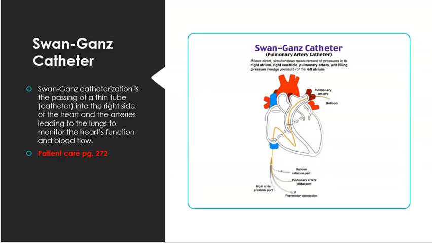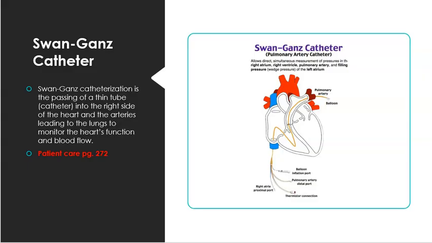Swan-Ganz catheter, so make sure you look at that on page 272 in the patient care textbook. It's a long plastic IV tube inserted into the internal jugular or femoral vein, and it's guided into the basilic and subclavian vein and then passed into the pulmonary artery. The catheter is used to provide accurate and continuous measurements of PAP and detects even subtle changes in the patient's cardiovascular system, including responses to medications, stress, and exercise.